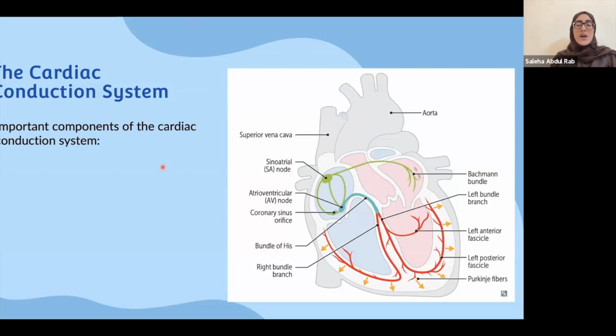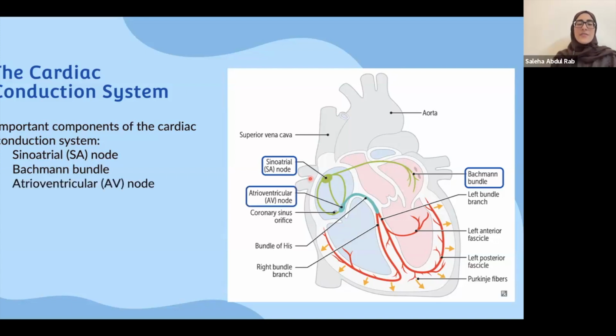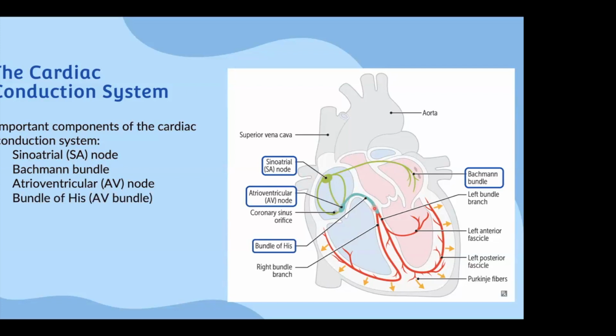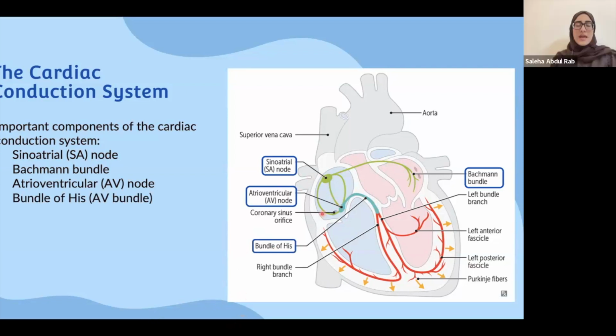Okay, so important components of the cardiac conduction system, starting with the SA node or the sinoatrial node. It's positioned at the top of the right atrium. Next, we have the Bachmann's bundle, which is really just an extension of the SA node into the left atrium. Then we have the atrioventricular node. So the impulses from the SA node directly go to the atrioventricular node. Then we have the bundle of His, which is technically an extension of the AV node, actually. And then after that, we have the Purkinje fibers, which are located in the ventricular muscle, essentially.